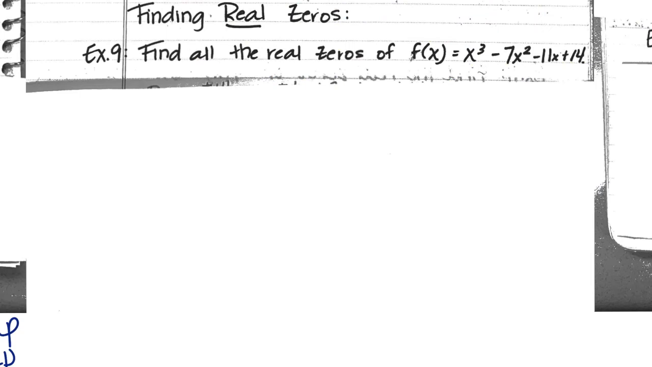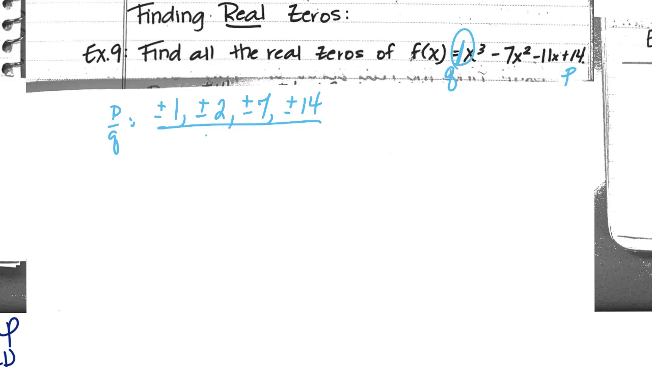The next question is where it's going to get really hard for us. So I'm going to encourage you to find your p's and q's first. Well, my p's are all of the factors of 14, ±1, ±2, ±7, ±14. We lucked out again that we just have a 1. So I know all the numbers that could work are ±1, ±2, ±7, ±14.